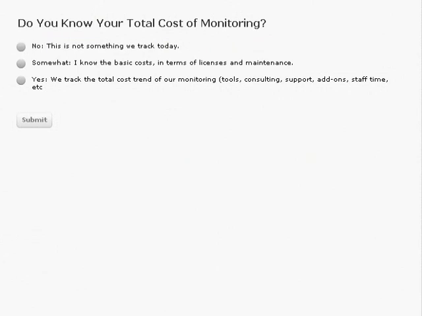Into the somewhat. In fact, what most people do is kind of the traditional model. You track what you spend in terms of license and annual support. So the majority seem to fall into the somewhat category. A very small number actually track the total cost, including their internal manpower. What's the reason for that? Why do you think it's so low?